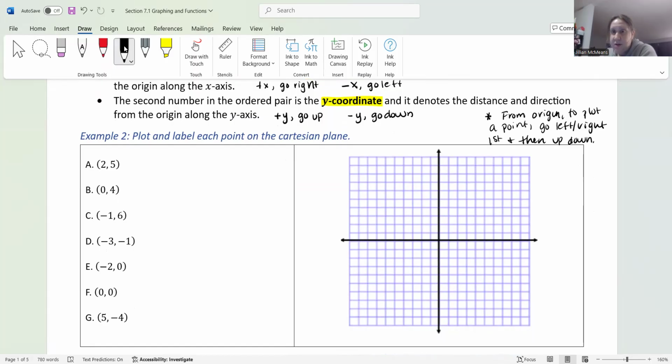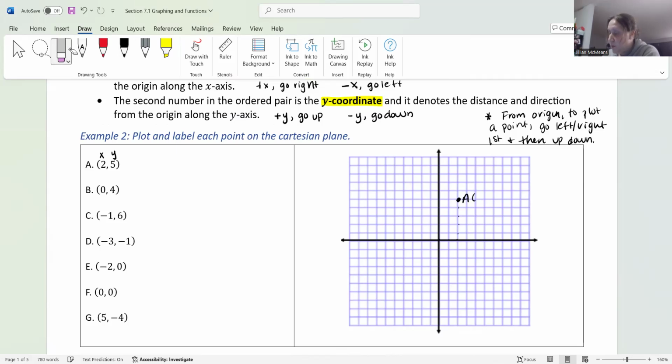So point A, you can see, is (2, 5). So 2 is the x, 5 is the y. Remember, x's go left and right, y's go up and down. We always start at the origin with a new point. So at the origin, I'm going to go to the right 2, and then from there up 1, 2, 3, 4, 5. And that's going to put me right here.